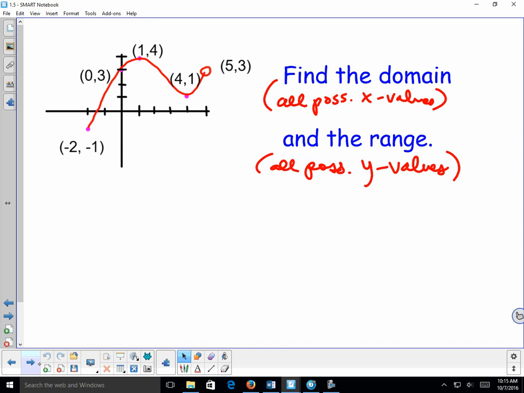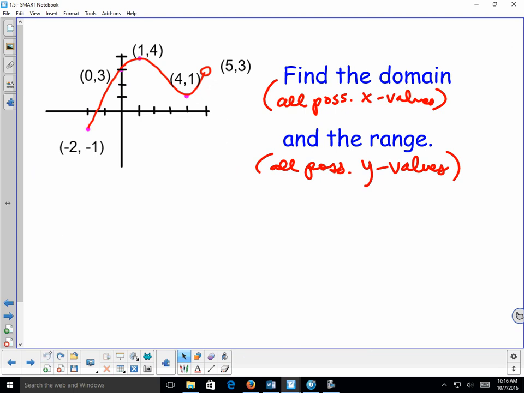So to find the domain for this particular function, and this function starts at -2, -1 right here, and it goes through 0, 3, and 1, 4, and 4, 1, and ends up over here at 5, 3, but that's an open circle at 5, 3, meaning we're going to go all the way up to that point but not include that point. So let's talk about what the domain would be for this function.